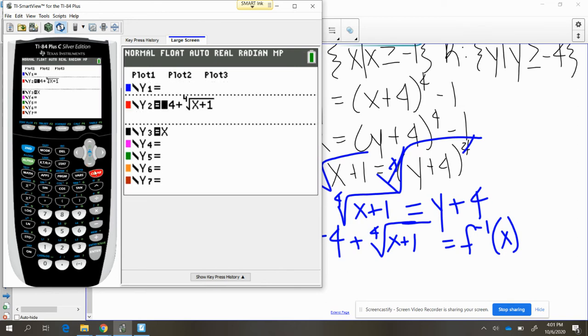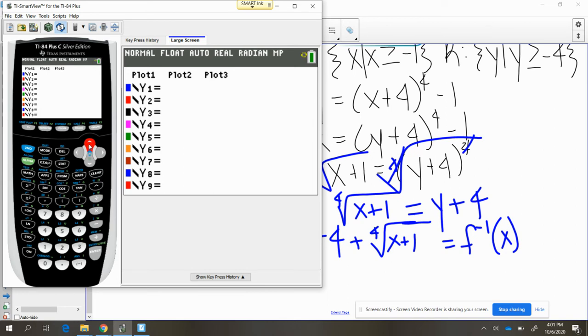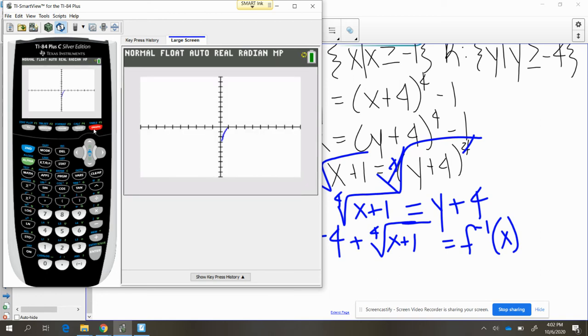Let's try one more. The next one we want to focus on is log base 2 of x. So I'm going to use the change of base to type this in. You can also use the math alpha math option. So log of x divided by log of 2, the same thing as log base 2 of x, right? Because of the change of base.